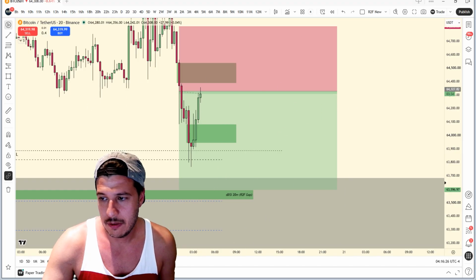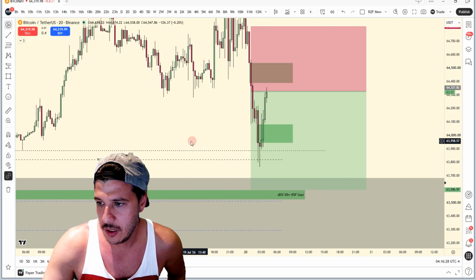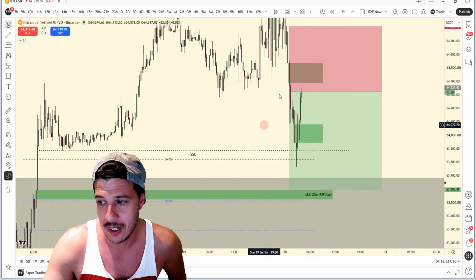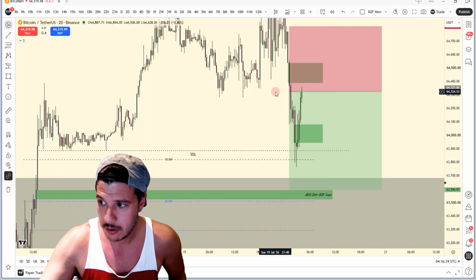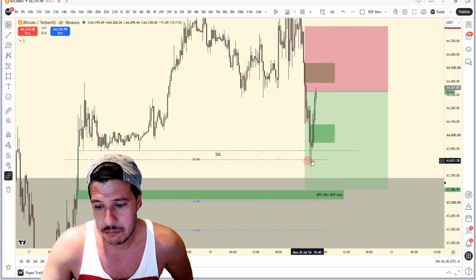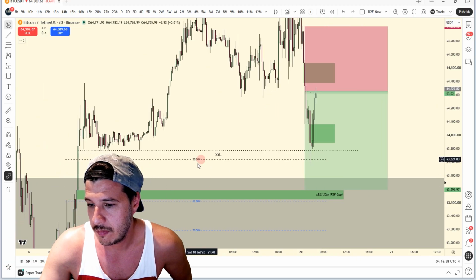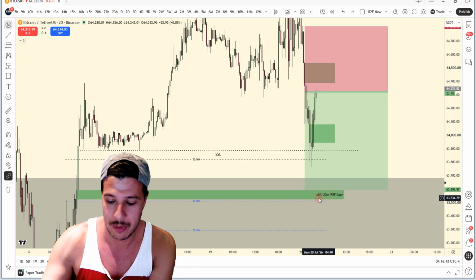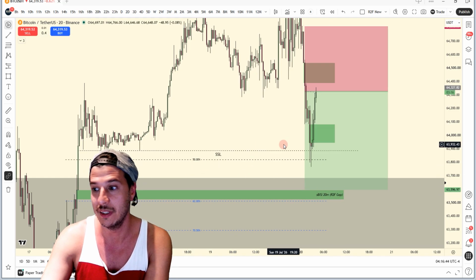Okay, so yeah, we saw what happened. We swept this liquidity. I trailed my stop here just to be safe. So we took off most of the position, took the profit here, and yeah, it didn't go as far as here, right? So we're just really framing the high probability trade.